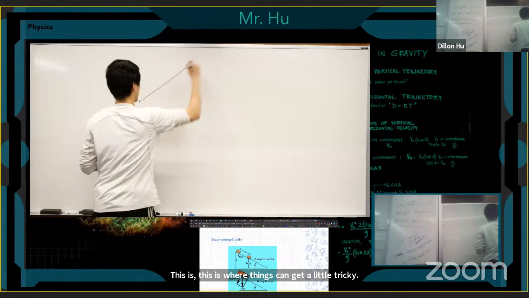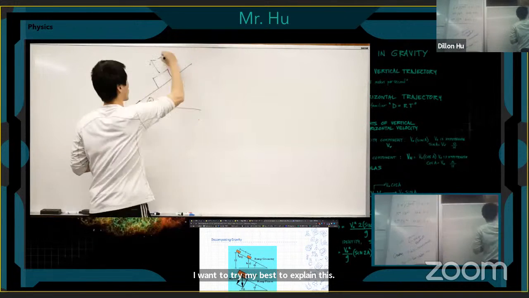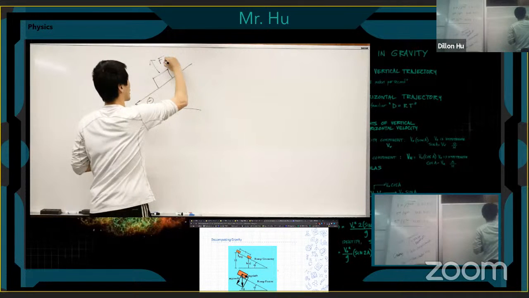Okay. So first off, here is our ramp. It's at an angle. Here's the block. Here's our free body diagram. Our normal force going up, force of friction going down, and force of gravity going.